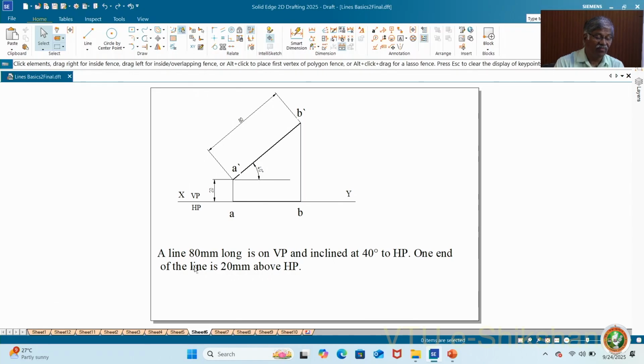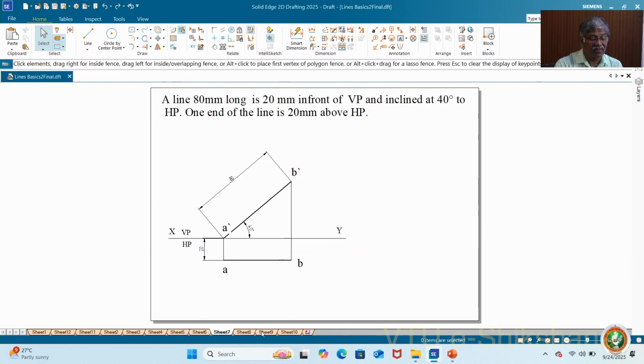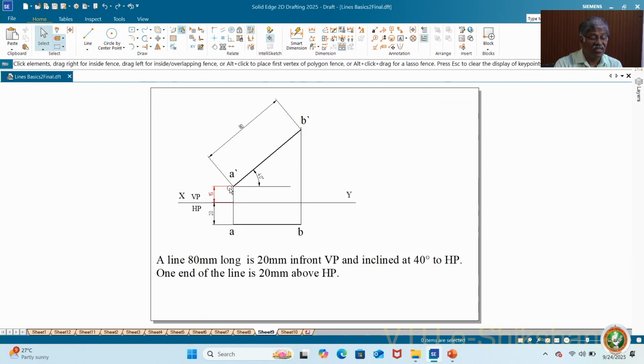Here we have 80 mm long line on VP, the line itself is on VP and inclined at 40 degree to HP. So inclination to HP, whatever you do here, that is for VP area, that is for HP. So one end of the line is 20 mm above HP. So this end A is 20 mm above HP. Some other problem is there. This one is 15 mm above HP and this one is 20 mm in front of VP.